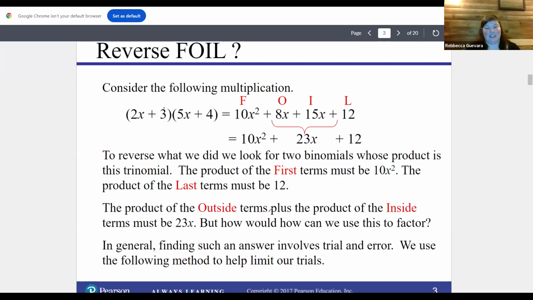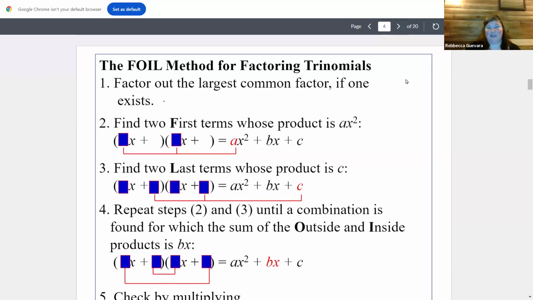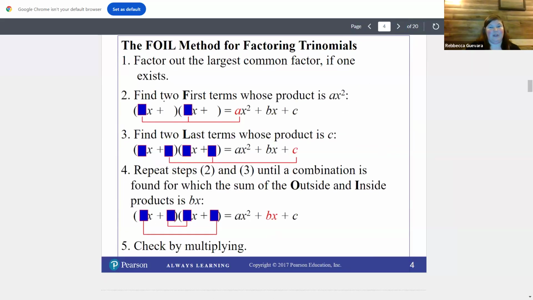The product of the outside terms plus the product of the inside terms must give us that 23. So in general, finding the answer is going to involve some trial and error. We use the following method to help limit some of our trial. The FOIL method for factoring trinomials is we're going to factor out the largest common factor if one exists. That's the first thing to always look for.